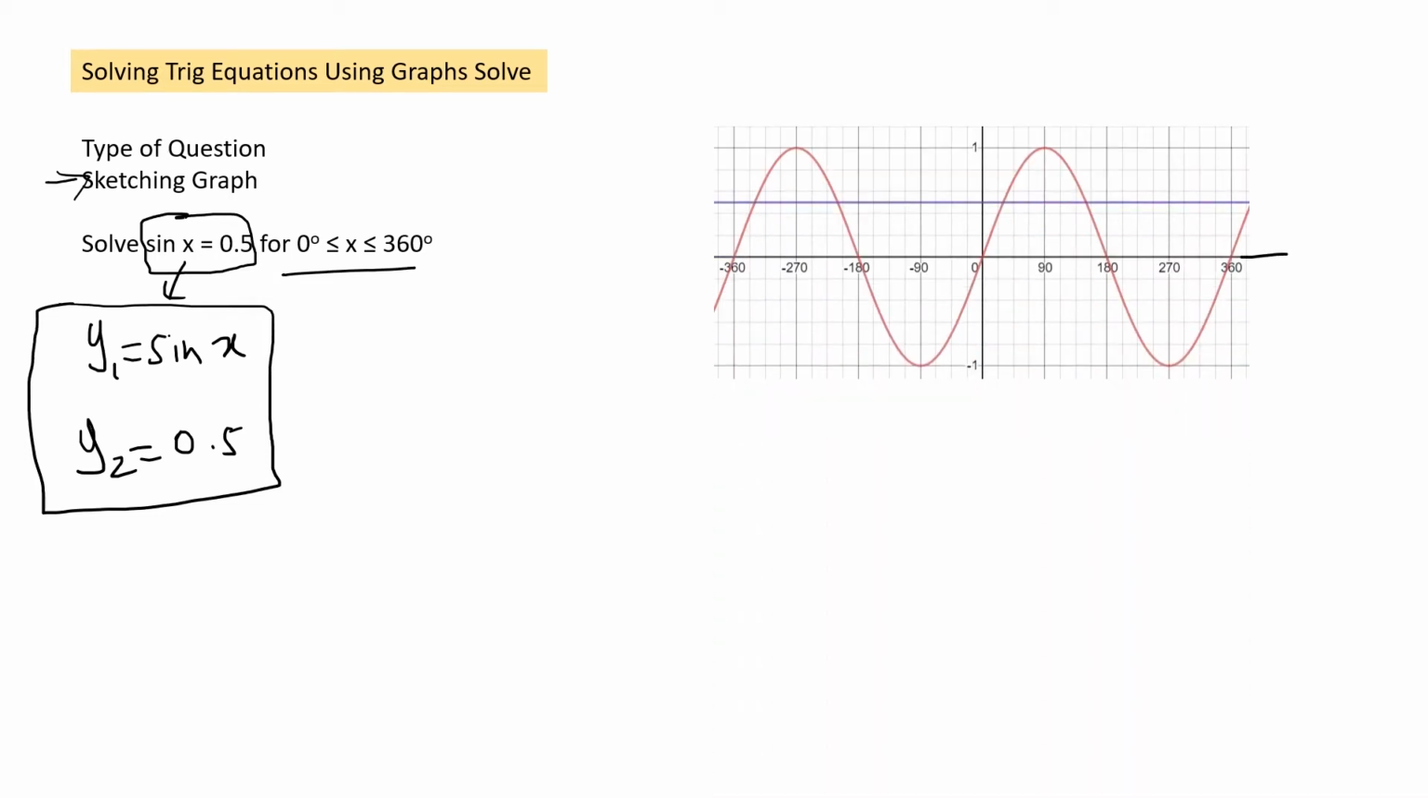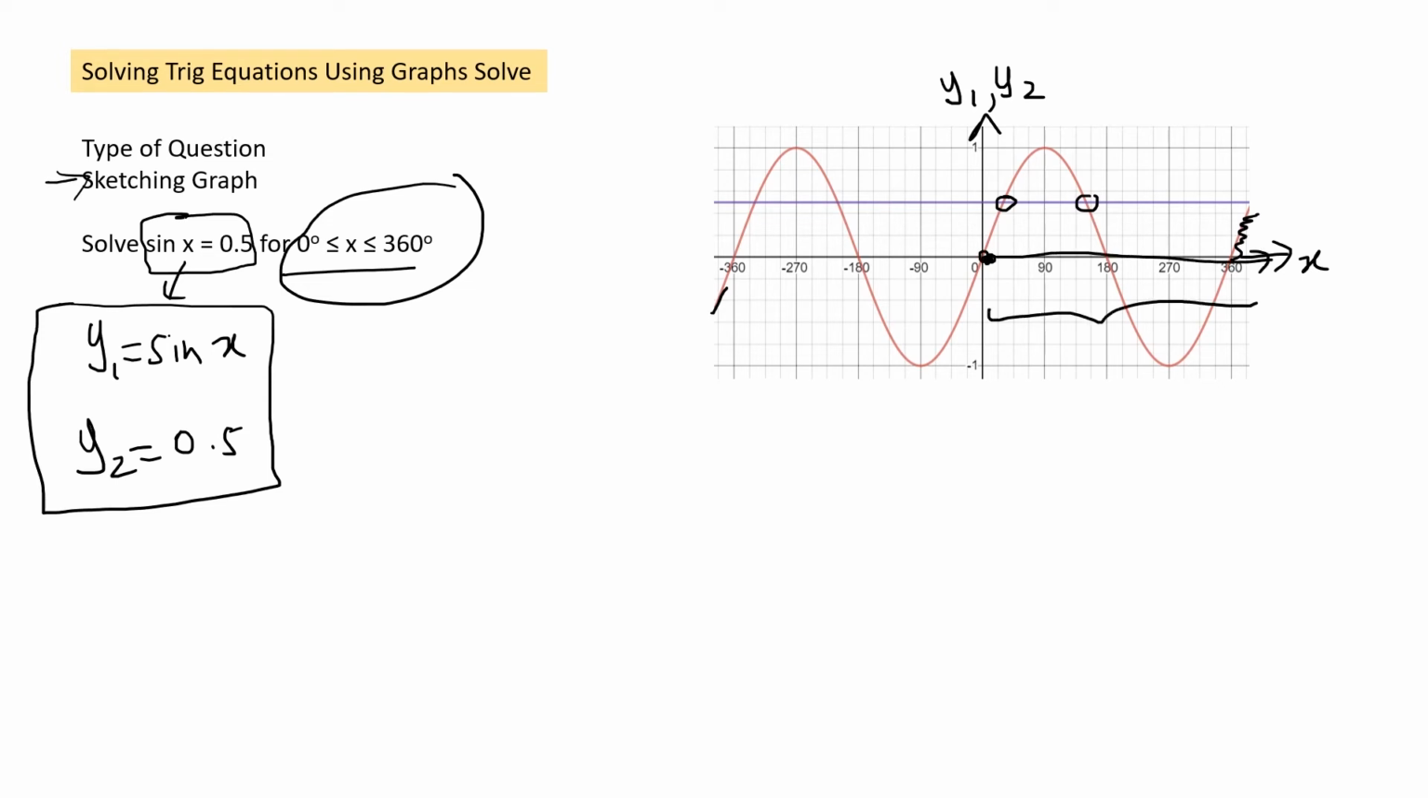So this is our angle x, and this is y1 and y2. The red graph is the sine function, and y2 equals 0.5 is a line. You can see there are a number of points where these two meet here. We don't need to worry about this one because our range is 0 to 360, so we shouldn't worry about anything on this side. We have to focus from here onwards.